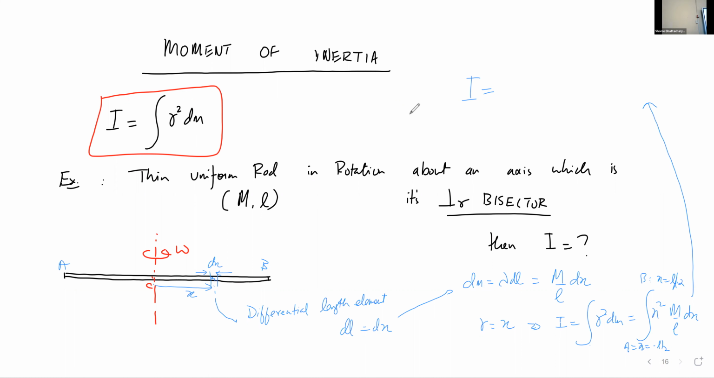Okay, so this will become m by L into x cube by 3, right? Because we have x squared dx integration. The limits are from minus L by 2 to plus L by 2.